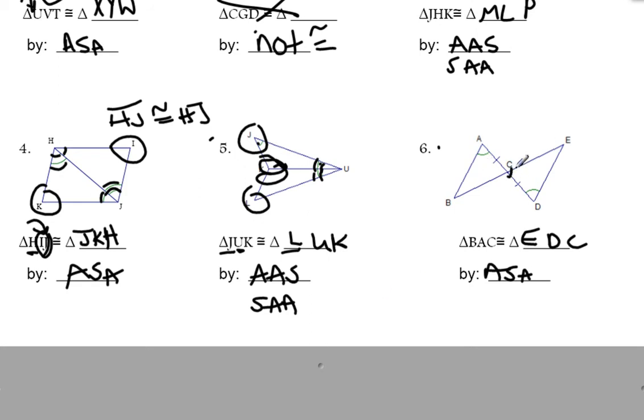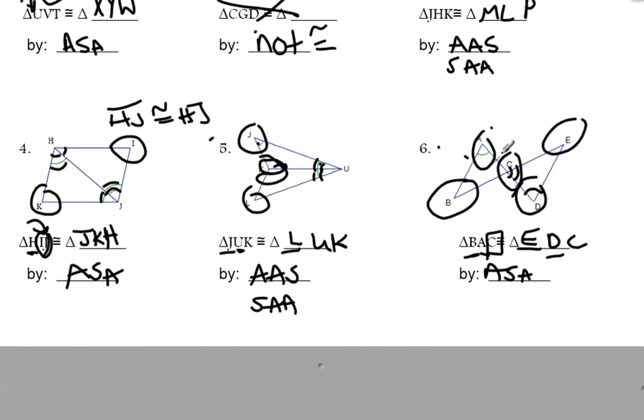Number 6, the first thing that we should mark here is our vertical angles. We always mark vertical angles. And if you look at this first triangle ABC, we have an angle, included side, and angle, congruent to an angle, included side, and angle. And the letters, B has nothing marked, so it matches up with E. A has one arc, so it matches up with D. And C is the vertical angle to C, so it matches up with C.